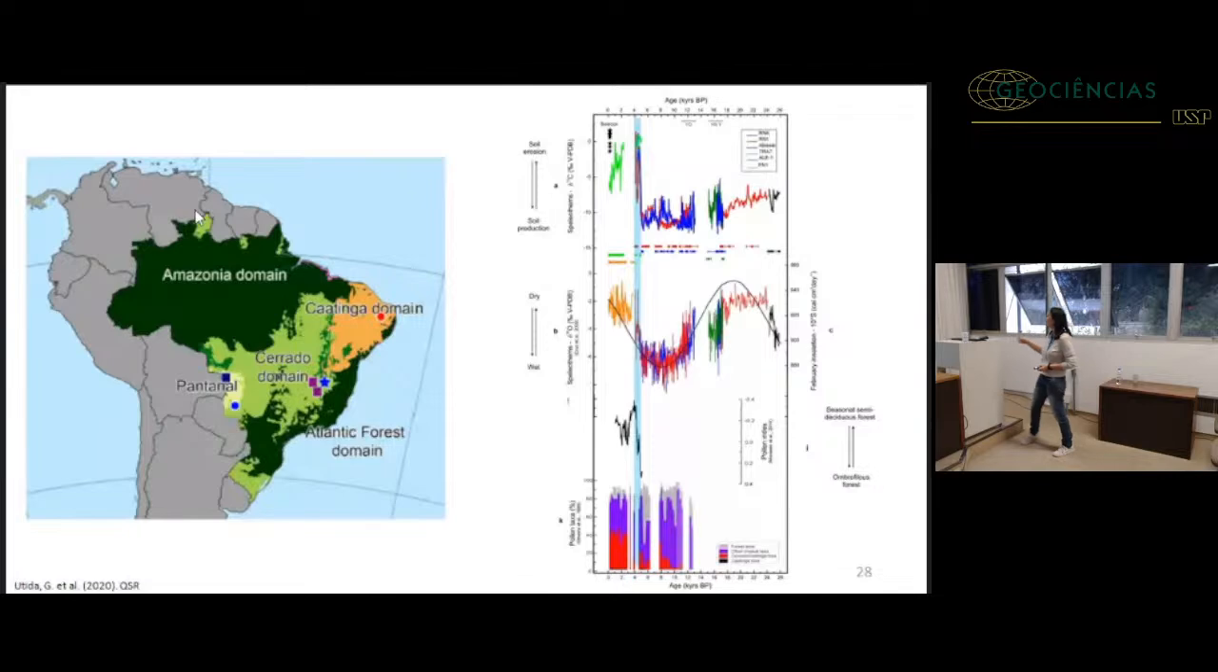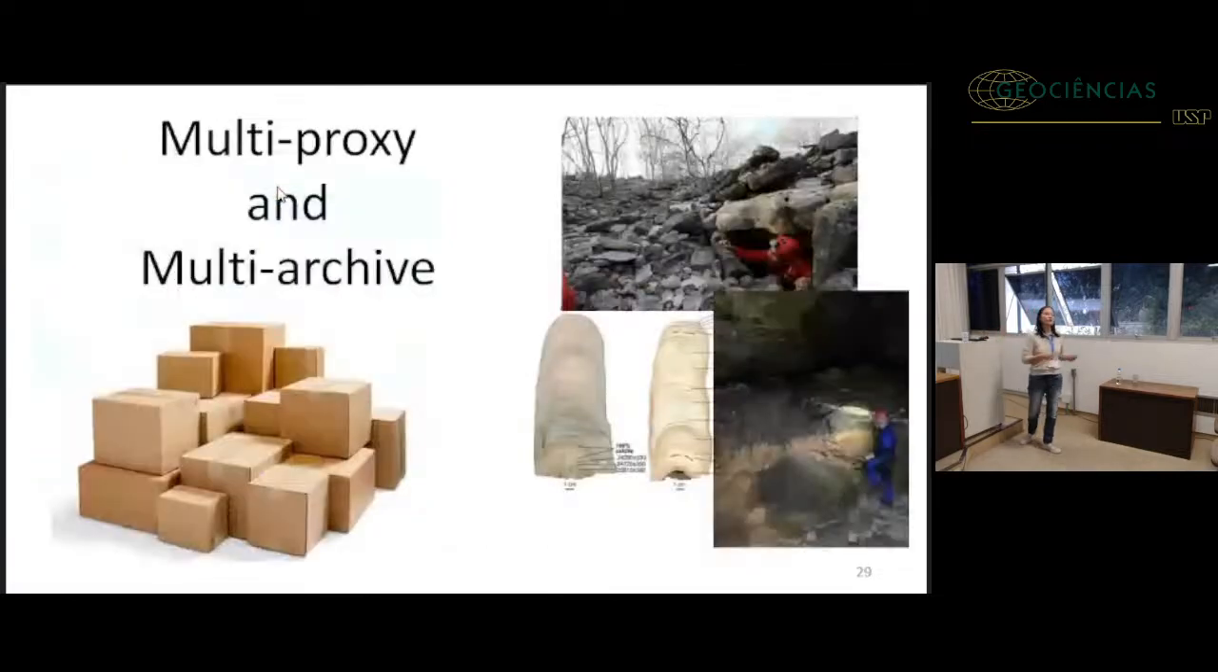So we just have this because we use multi-proxy and multi-archive. We cannot answer all these questions only using stalagmites. We have to use other things inside and above and around the cave to answer all our questions about paleoenvironment and paleoclimate. So we have to open those boxes. We cannot stay just in the stalagmites if we want to reconstruct climate and environment.